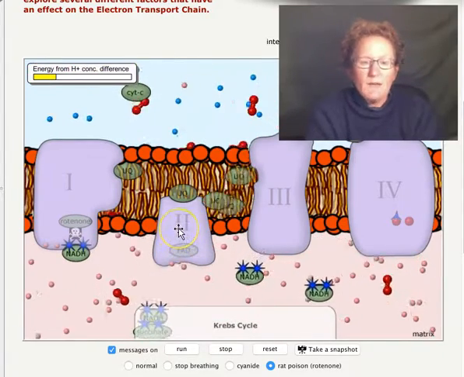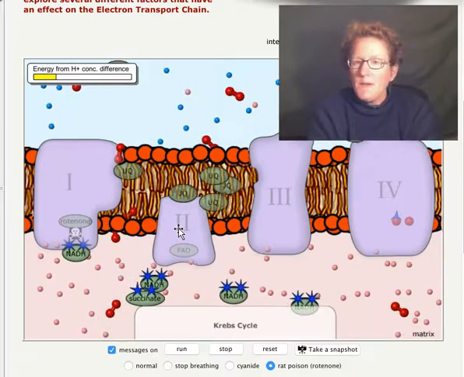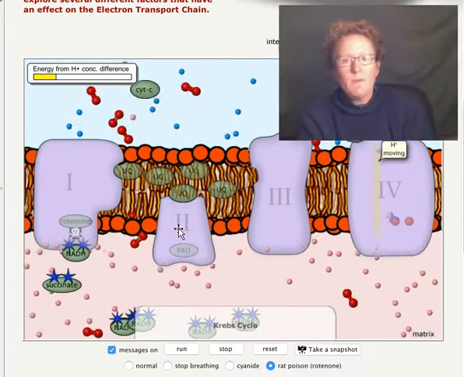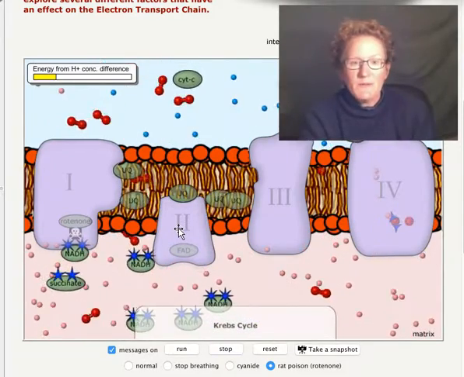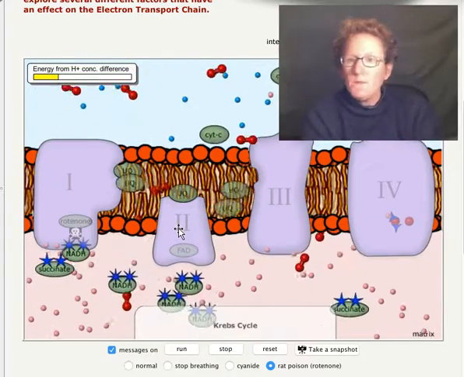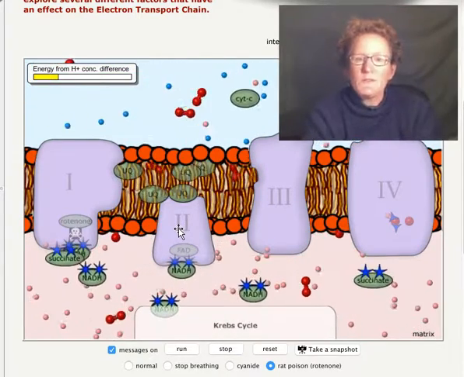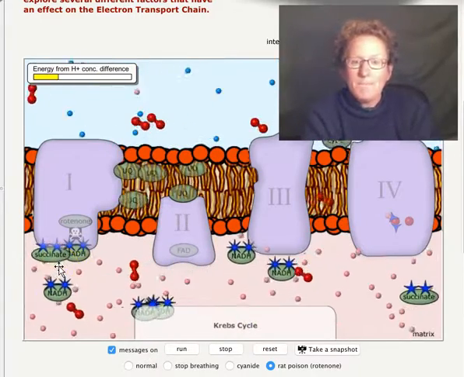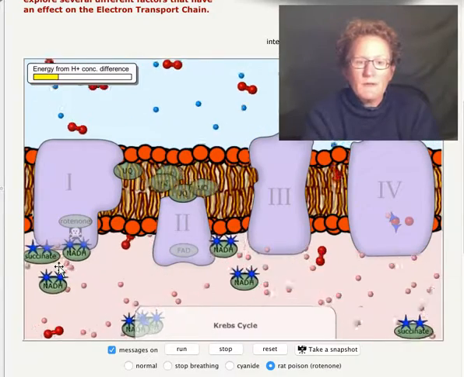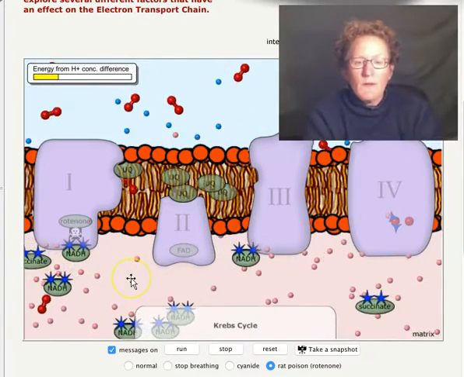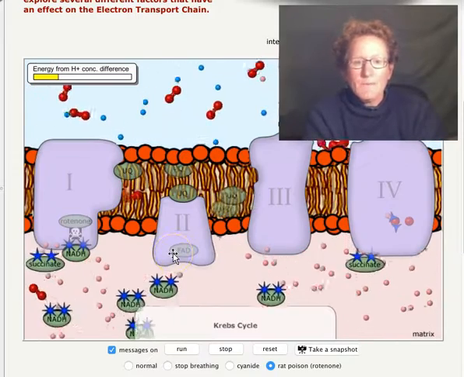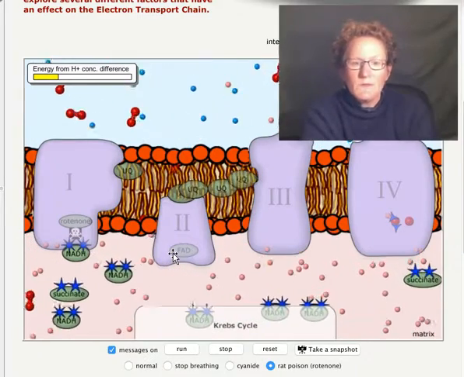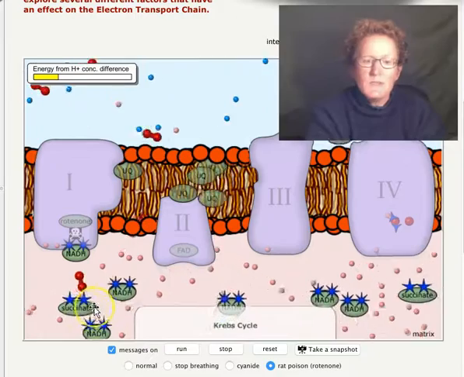We'll watch it happen in a second. Protein complex 2 is not inhibited, but we're not going to make very many ATP if we ingest a lot of rat poison, or rats ingest a lot of rat poisons. So don't eat rat poison. It's going to slow down your mitochondria because they're not going to be able to use their most high energy electrons. They're going to be stuck just working with complex 2 here.